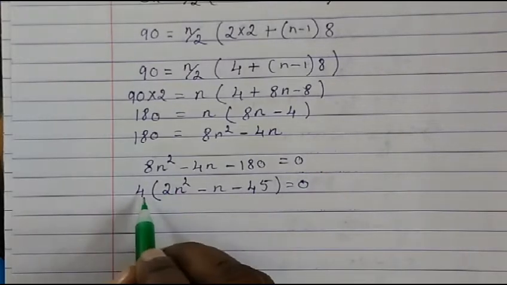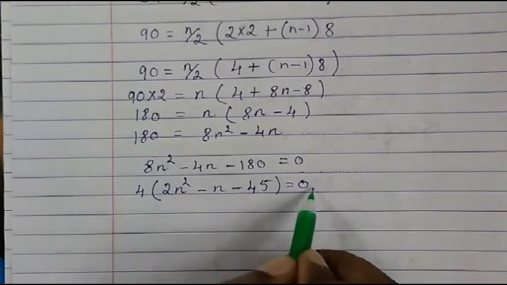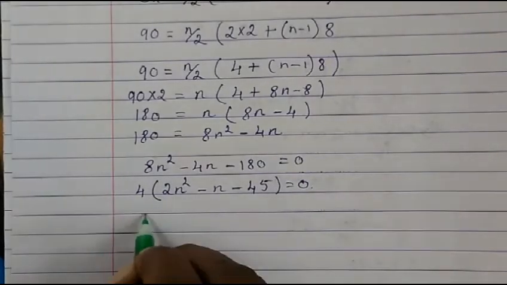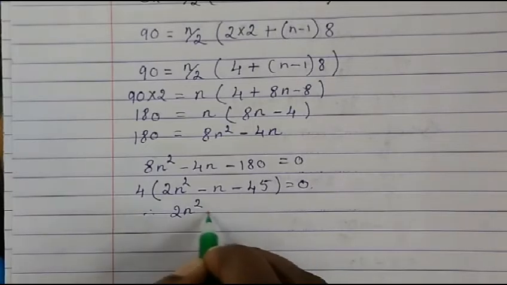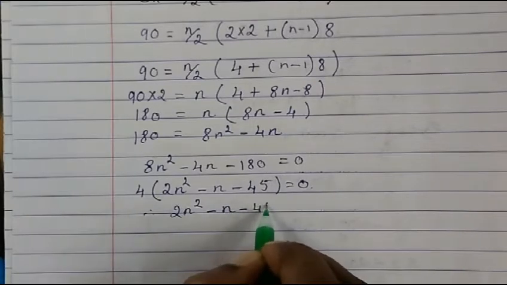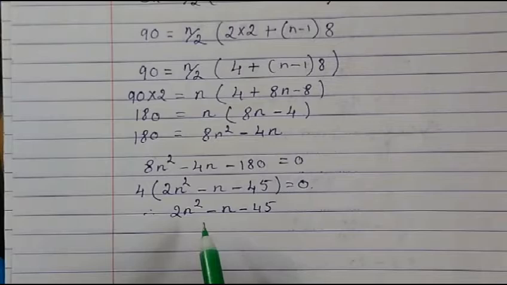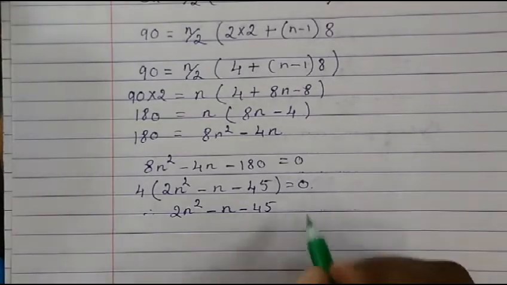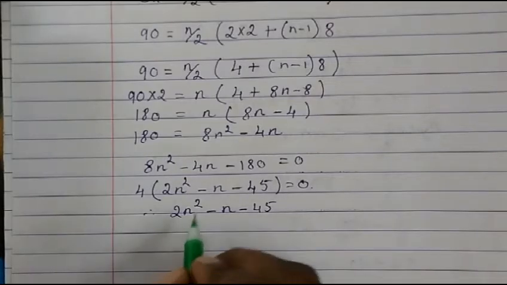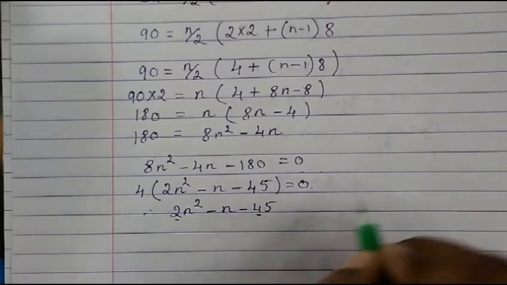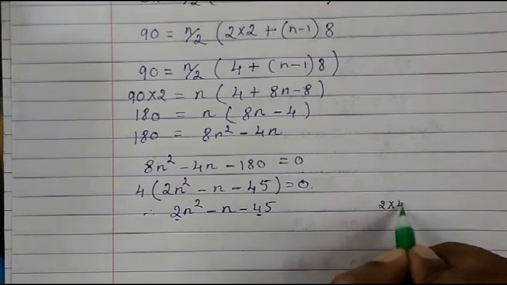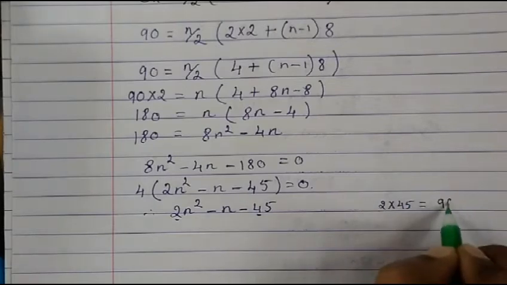So when this 4 is in multiplication, when it comes this side, it will become division. Whichever number you divide 0, it will become 0. So we will be left with 2n square minus n minus 45. So now this equation we have, a polynomial, we have got it. So let's split the middle term. If you split the middle term, then we can get the n value. So to split the middle term, I told you the first and the last you have to multiply, that is 2 into 45 will give us 90.